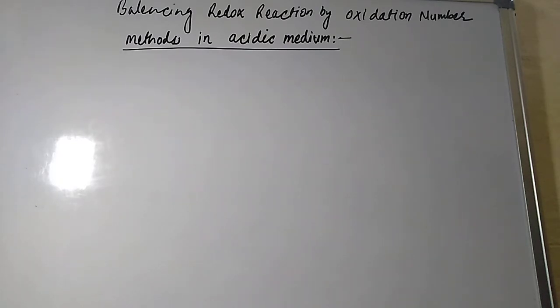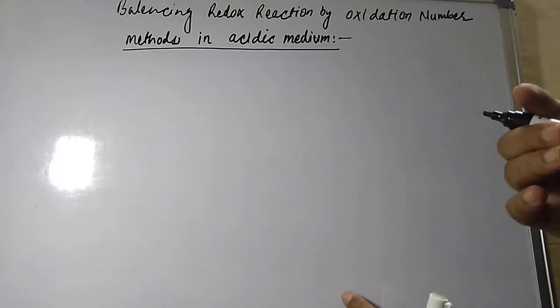Today I am going to explain balancing redox reactions by the oxidation number method in acidic medium. In part one, I discussed the ion electron method. Now, dear friends, today I am going to discuss balancing redox reactions by the oxidation number method. This method is also quite simple for students to understand. Let us take an example to explain it.